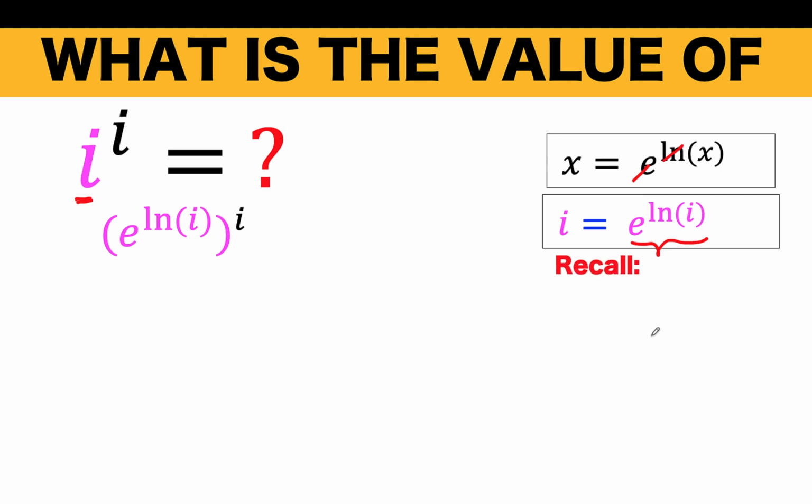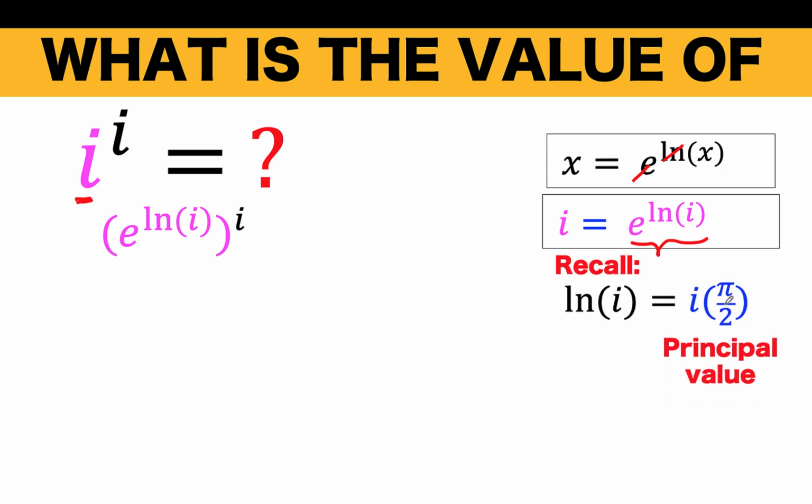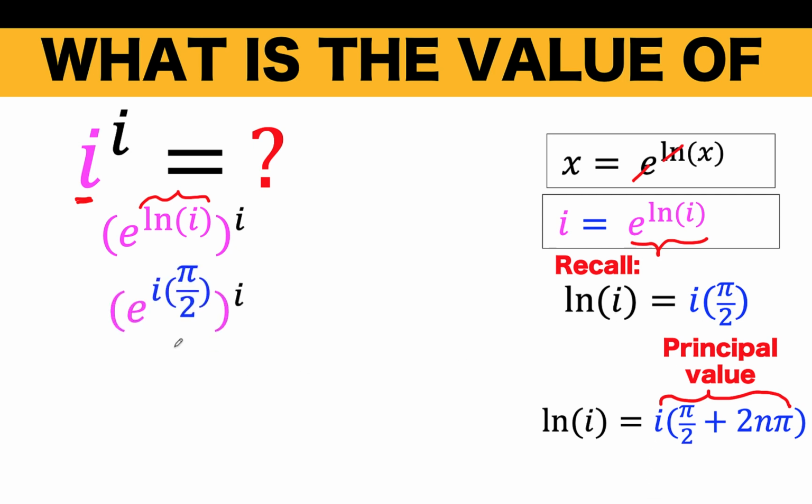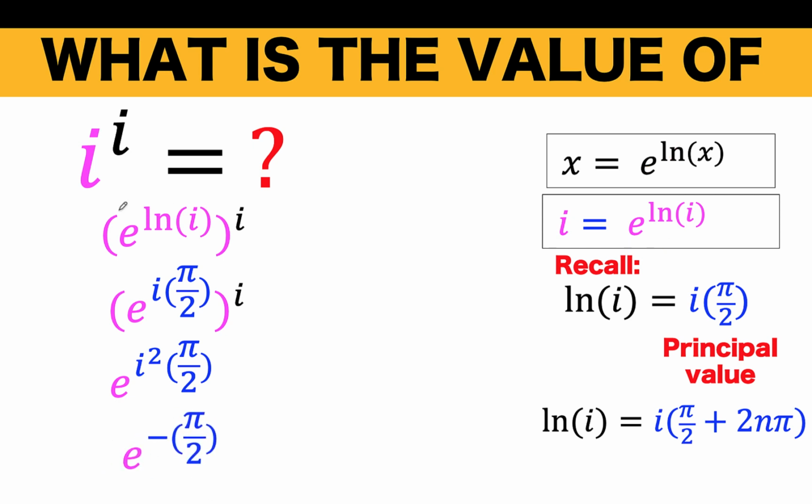Now, let's recall that ln of i has a principal value of i times pi over 2. That means we can replace this exponent by this principal value, or by the general solution for ln of i. By substitution again, using the principal value, we have e raised to i times pi over 2. Applying the power rule of exponents, we multiply the inner exponent times the outer exponent, and we arrive at i squared times pi over 2. But i squared is equal to negative 1. And so, finally, we have i raised to i is equal to e raised to the exponent negative pi over 2 plus 2n pi.